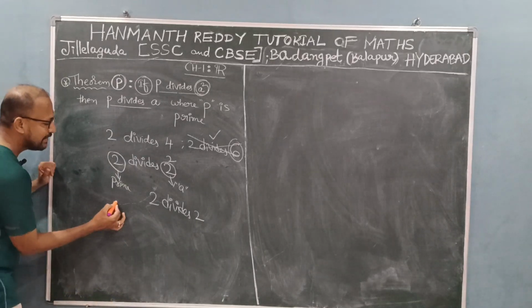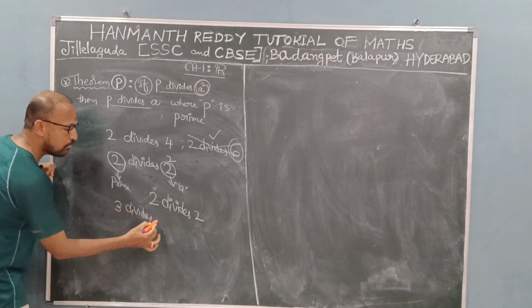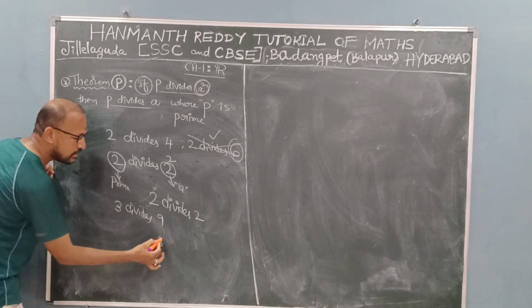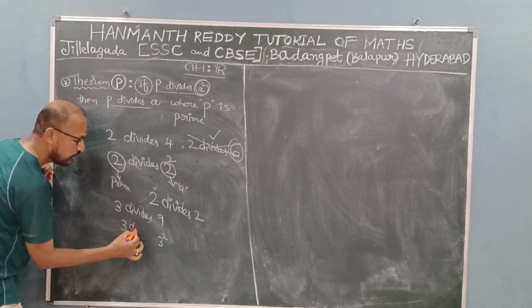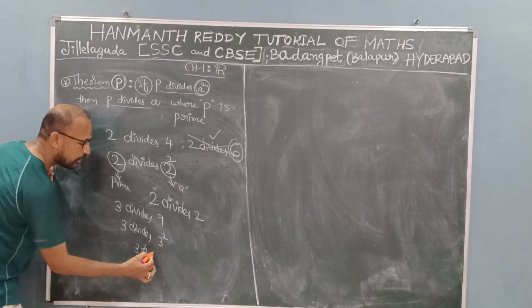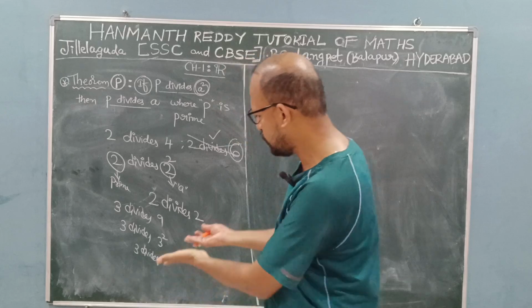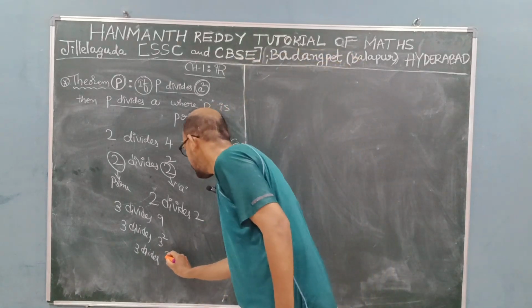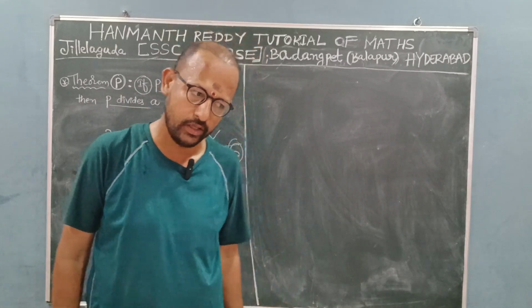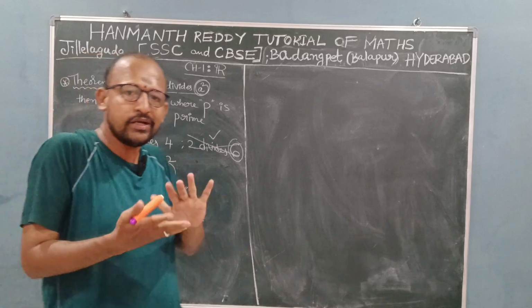Suppose you take 3 divides 9. Can I take it like this? Yes, 3 is a prime number and 9 is a perfect square. If 3 divides 9, I can write 9 as 3 square, so 3 divides 3 square, and obviously it becomes 3 divides 3. Am I right? Yes, it's perfectly true. So take any prime number and a perfect square only. Sir, if I take 3 divides 12? Yes, 3 divides 12.